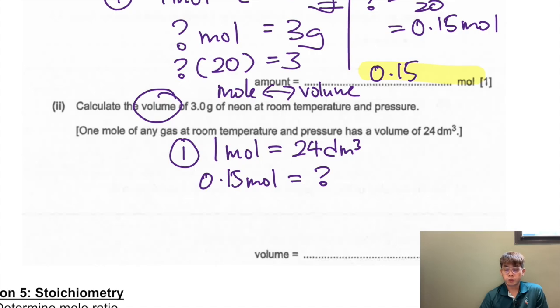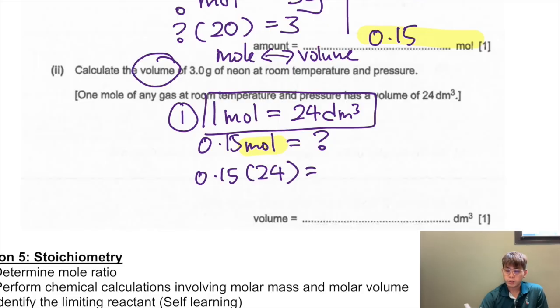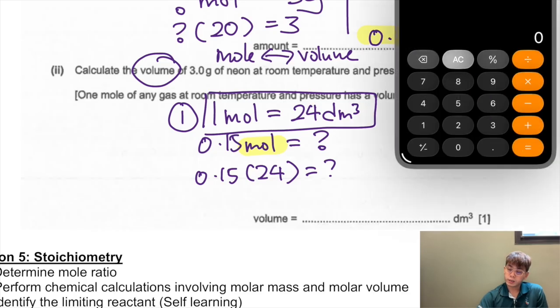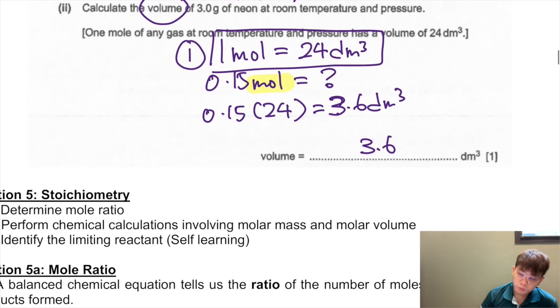I want to know what's the dm cube of this, right? So over here, I can change mole. I will change mole to what it means. So 0.15, change mole to this. That's what we've been practicing, which is 24, equals question mark. So let's use our calculator. 0.15 times 24, 3.6. So 3.6 dm cube. So the answer here is 3.6 dm cube.